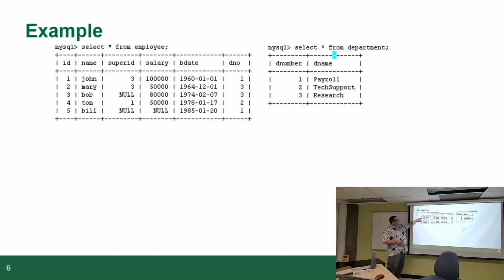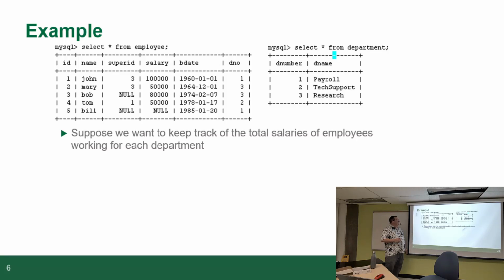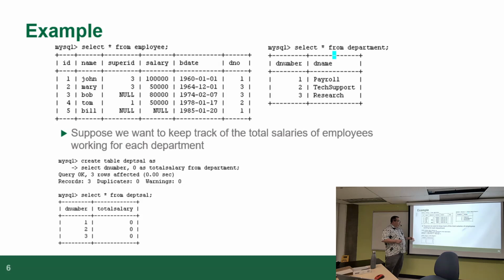So we have a table called employee. We have 5 rows. We got 3 departments. You can see these slides were created at the command line. So suppose we want to keep track of the total salaries of employees working for each department. So we're going to create a new table called department salaries. So department 1, 2, and 3, total salary in each. Cool beans. But now it's 0. So now we're going to create a procedure to keep these up to date.